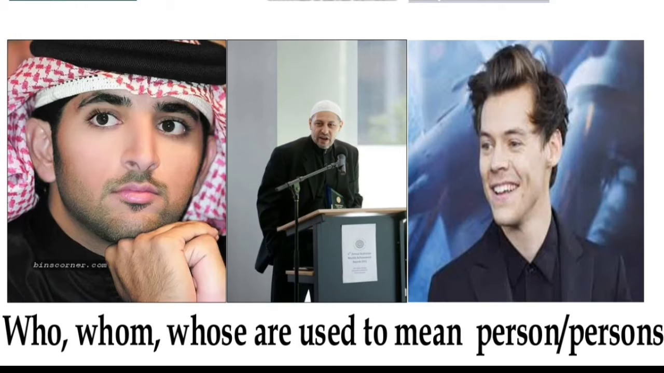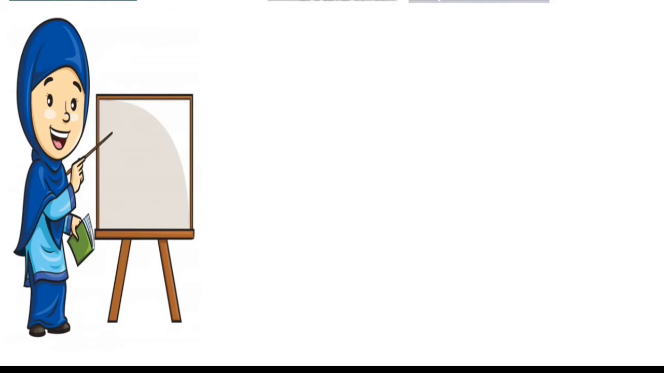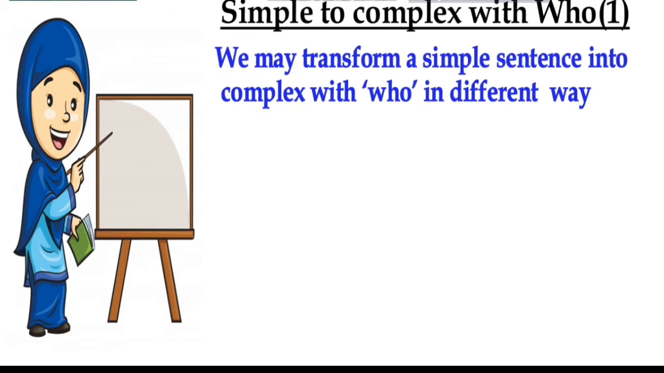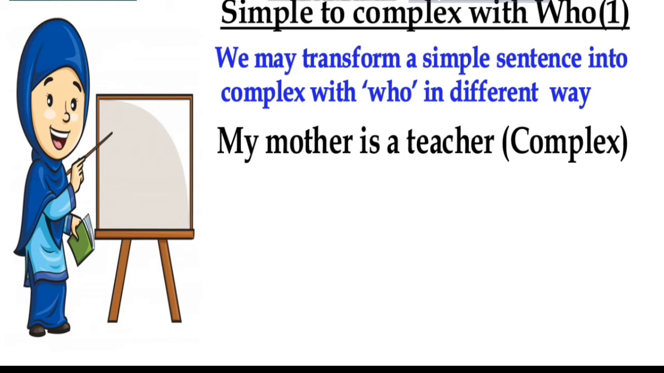Who, whom, whose are used to mean person or persons. If we indicate any persons, we have to use who, whom, or whose to make a complex sentence. Simple to complex with who. We may transfer a simple sentence into complex with who in different ways. Look at the sentences very carefully and try to understand what sense they carry.